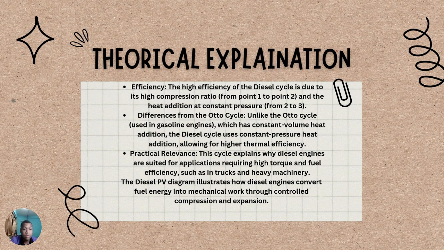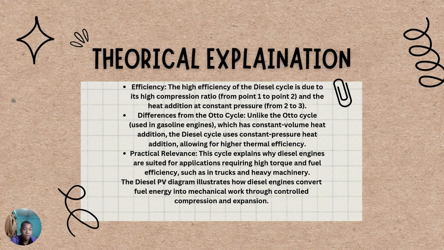For efficiency, the diesel cycle has high efficiency due to its high compression ratio from point 1 to point 2 and the heat addition at constant pressure from point 2 to point 3. The difference between the diesel cycle and the Otto cycle is that the Otto cycle has constant volume heat addition. The diesel cycle uses constant pressure heat addition, allowing for higher thermal efficiency.